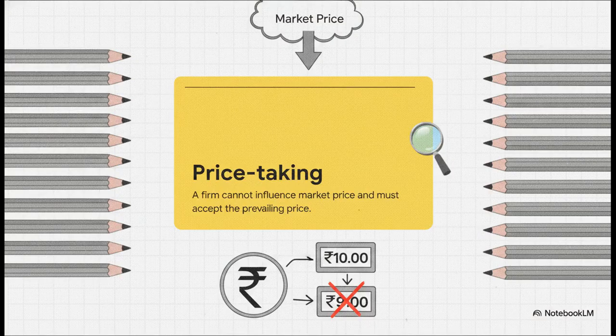Now, because of all these strict rules, firms are forced into something called price-taking behavior. This means a firm literally cannot influence the market price. They just have to accept whatever the going rate is and sell their goods at or below that fixed number. Think about it. If every single pencil in this giant market is exactly the same, and you decide to raise your price by even 1 single rupee, well, you'd lose all your buyers instantly, right? Because they'll just walk over to the next stall. You have to take the price.